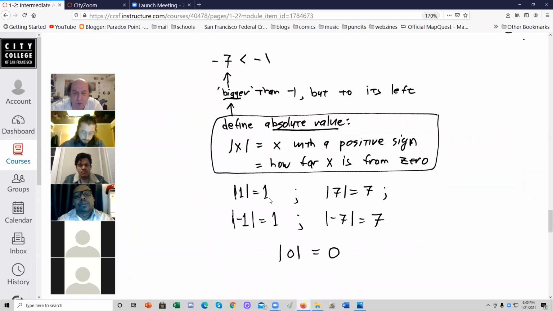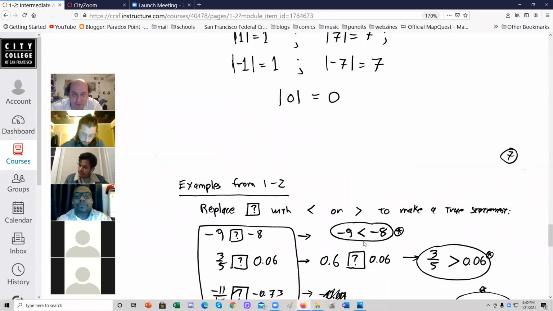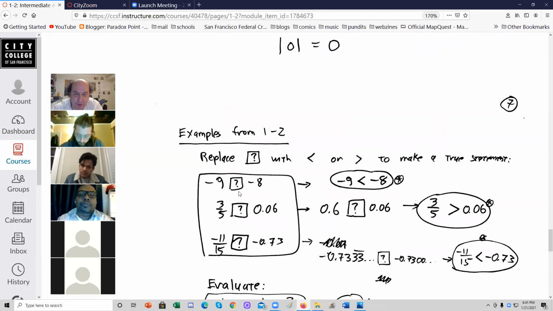So the absolute value of 1 is 1, absolute value of -1 is 1, absolute value of 7 is 7, absolute value of -7 is 7. So -7 is 7 away from 0. And the absolute value of 0 is 0 because it's at 0. So now some examples. Compare -9 to -8. Is it less than, greater than, or equal? Less than, because you would rather not be $9 in debt versus $8.